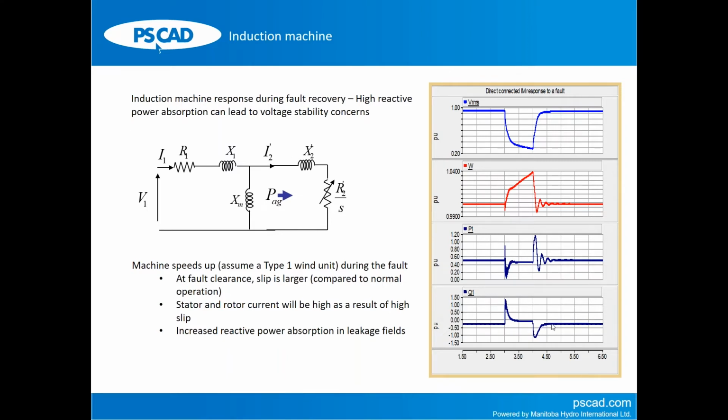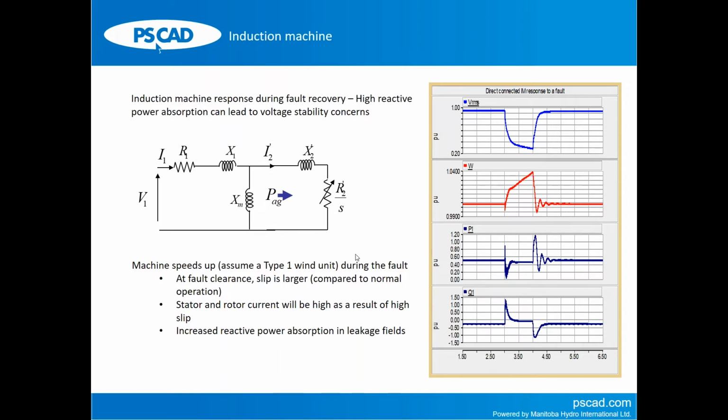And when machines or loads draw reactive power, that will obviously delay the voltage recovery, right? So this is an important point. This is why regions with large air conditioning loads, air conditioners driven by induction machines, have poor voltage recovery or voltage recovery concerns.